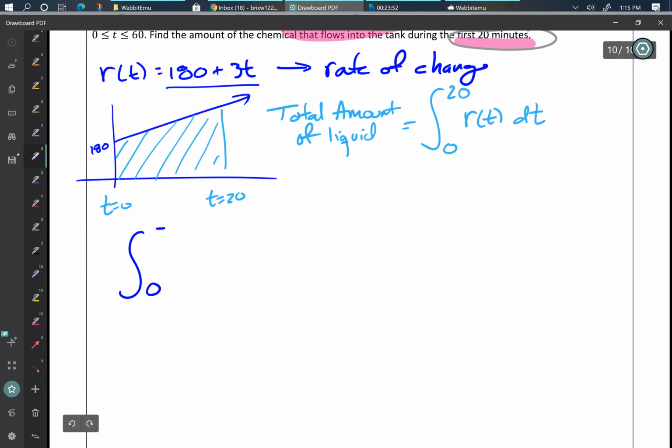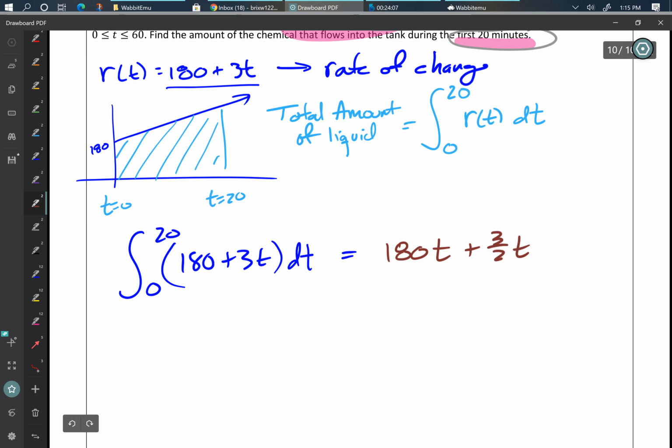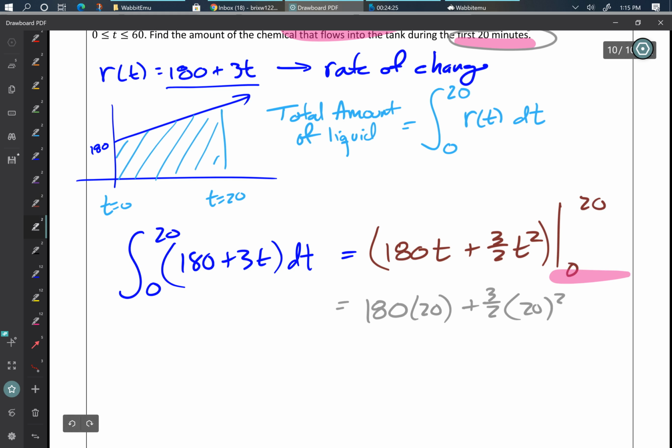I need to do the integral from 0 to 20 of 180 plus 3t dt. Antiderivative of 180 is 180t. Antiderivative of 3t is going to be 3/2 t squared. And this whole thing needs to be evaluated from 0 to 20. Have I mentioned how much I love polynomials when the lower limit is 0? Because essentially that means all I have to do is evaluate at the upper limit, because the lower limit is going to zero out for everything.